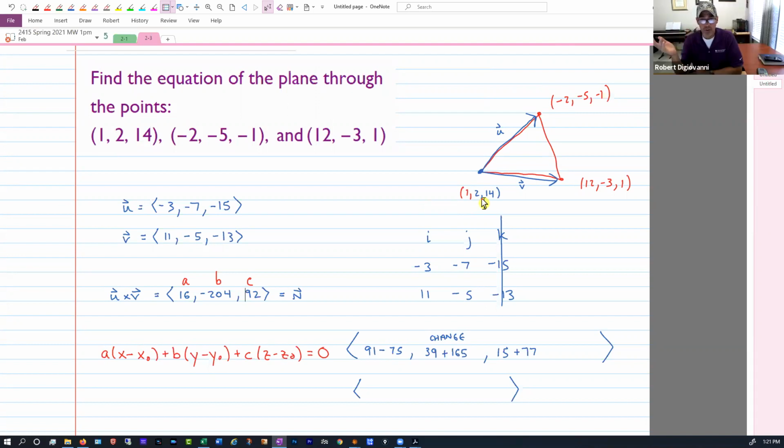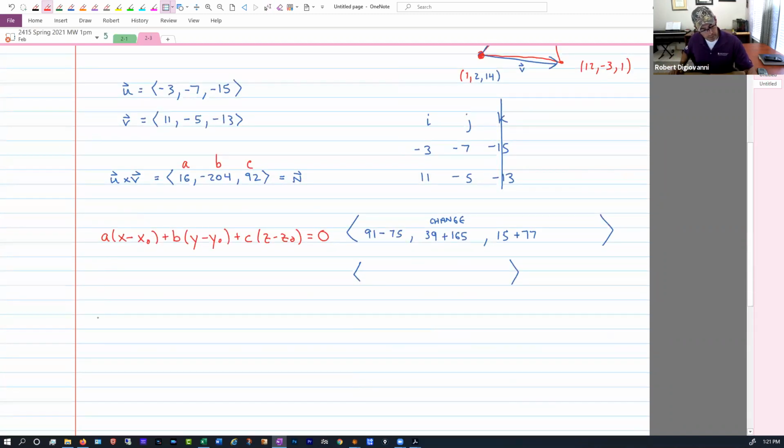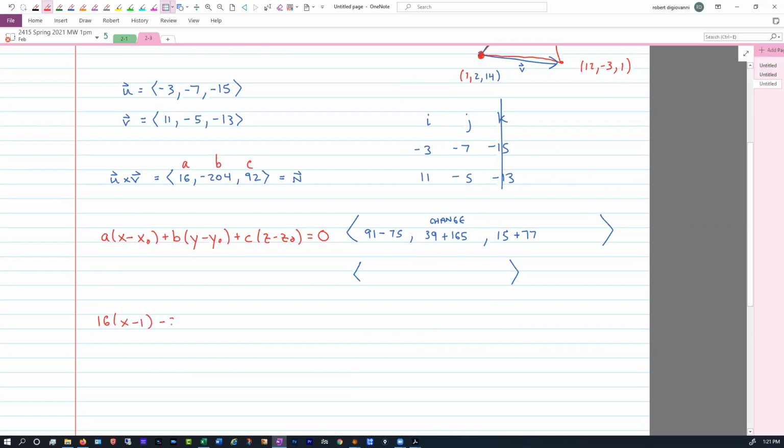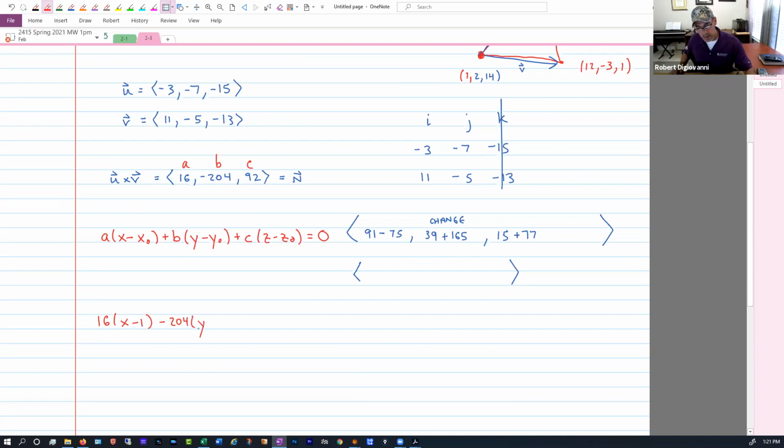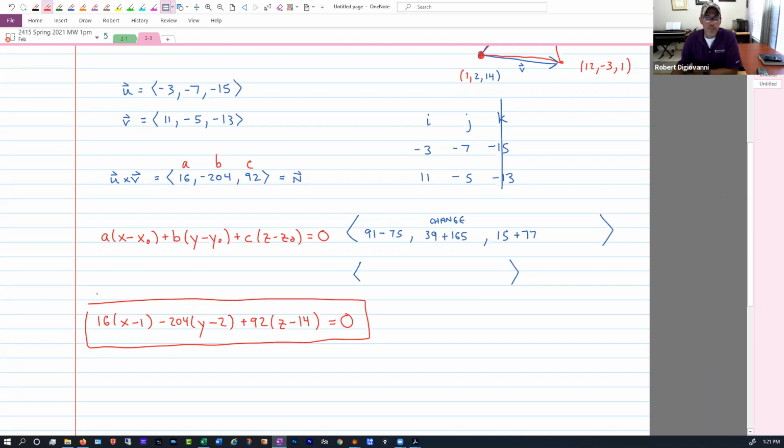I'll stick with 1, 2, 14 because the condition of x naught, y naught, z naught is that it has to be a point on the plane. The fact that we drew our vectors coming out from that point doesn't impact that we have to use that point, all right? So I think we're ready. It's going to be 16 times x minus 1, and then minus 204 times y minus 2, then plus 92, and then z minus 14 equals 0. And that is the equation of the plane. Any questions?